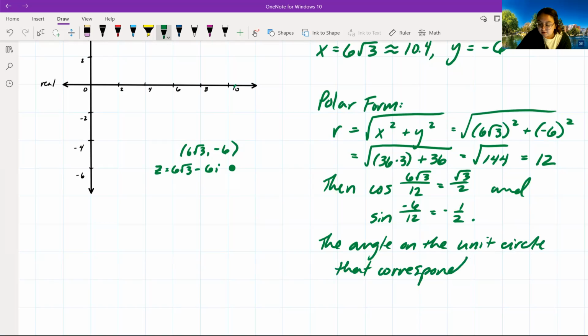So if we look at the unit circle, we can figure out that the angle in the unit circle that corresponds to these values is 11 pi over 6.